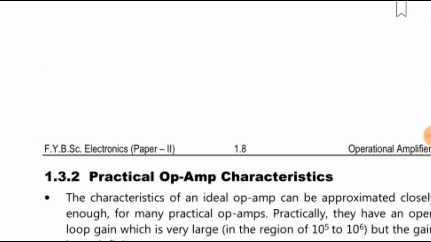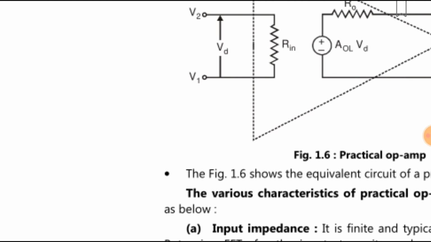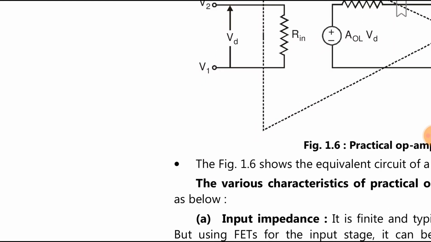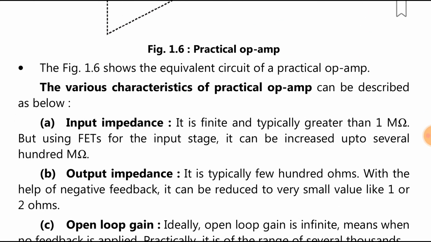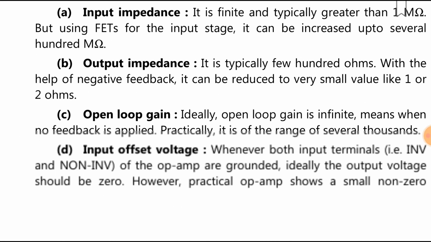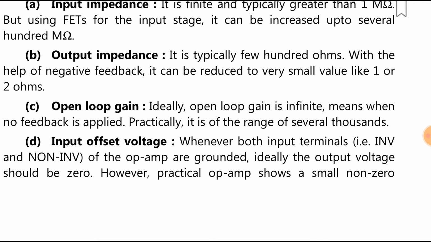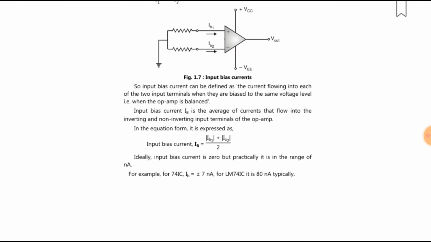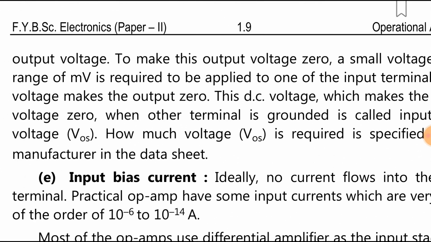Now we will see the practical op-amp characteristics. In practical op-amp characteristics, you just see this is the practical op-amp circuit. Again, the input impedance is in the range of 1 megaohm, output impedance is 1 or 2 ohm, open loop gain is in the range of several thousands, input offset voltage is non-zero, small, up to very small voltage.